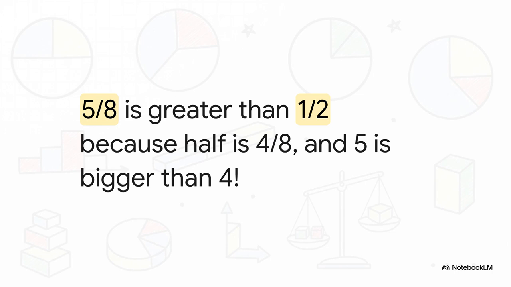Just visualize the fraction 5/8. The bottom number is 8. What is exactly half of 8? It's 4. So 4/8 is exactly 1/2. If you have 5 pieces out of 8, you clearly have more than 4 pieces. Therefore, 5 is bigger than 4, meaning 5/8 is definitively greater than 1/2. Bottom line, you get more chikki.